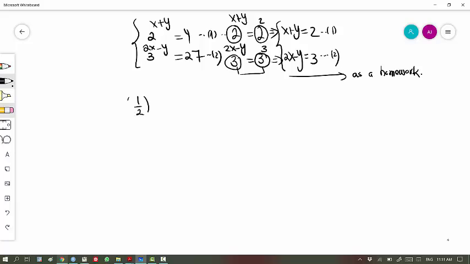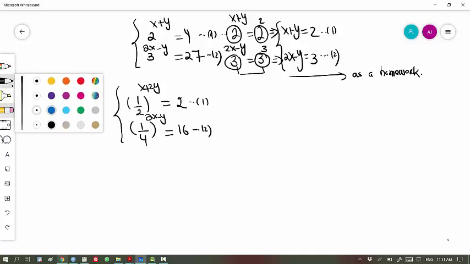To solve this system of exponential equations, let's find the values of x and y. 1 over 2 to the power of x plus 2y is equal to 2, and 1 over 4 to the power of 3x minus y is equal to 16. This is a system of linear exponential equations. So this is equation 1, this is equation 2. Again, following the steps in the first example, we just want to transform this system of exponential equations to a system of linear equations.